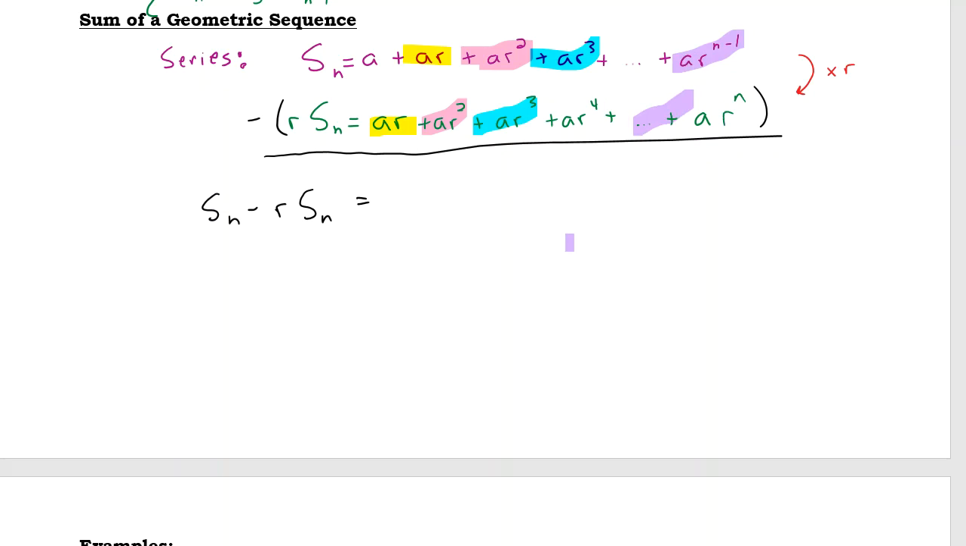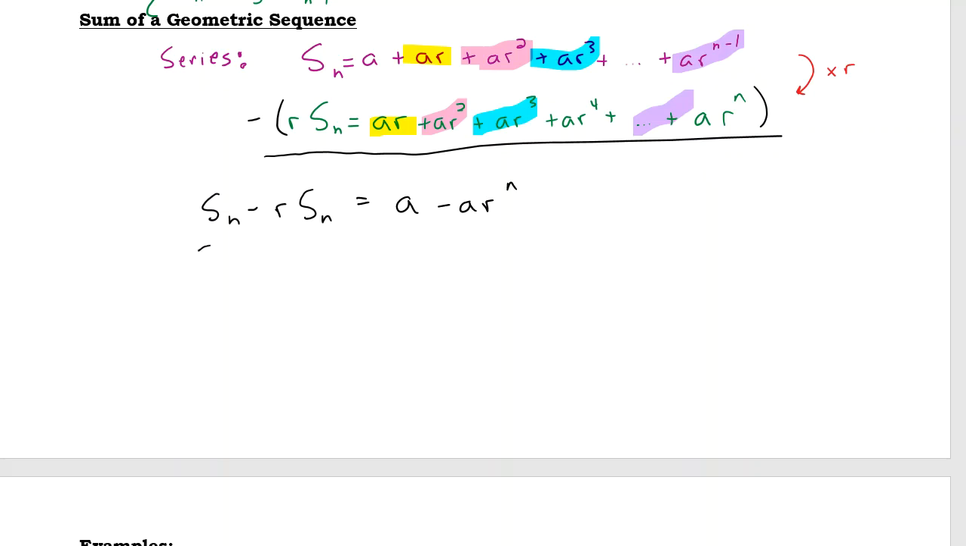And what are we going to have left? Well, we're going to have this a right here, and then we're going to have this a times r to the n. Now notice this is being subtracted, so it's going to be minus a r to the n. Pretty cool. All right, we really simplified that.